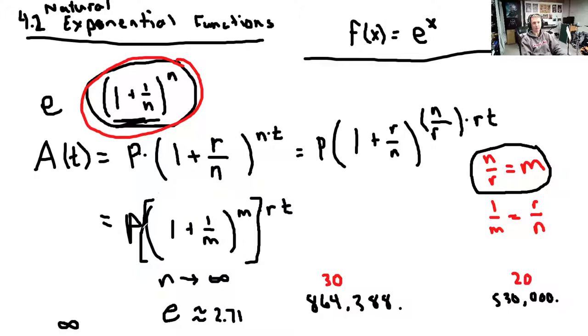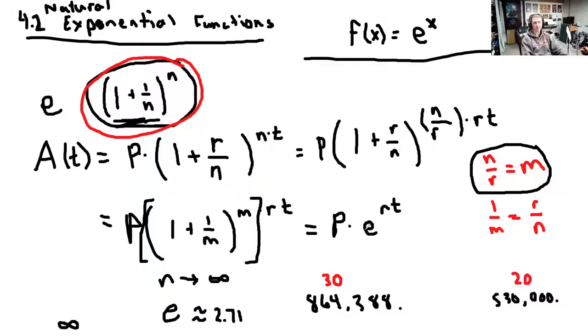But look at what's in these big brackets. If m goes to infinity, that's the same as this going to infinity, which is e, the natural exponential. So as n goes to infinity, this turns into your principal amount P times e, 2.718..., raised to the rt power. A of t equals Pe^(rt). Okay, P, e to the r, t.